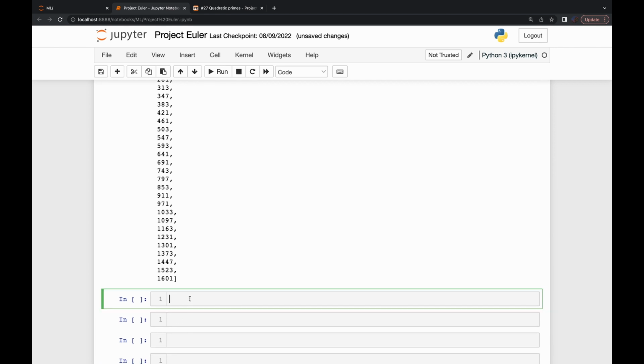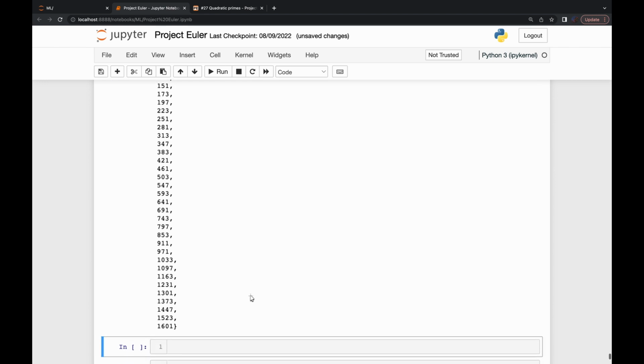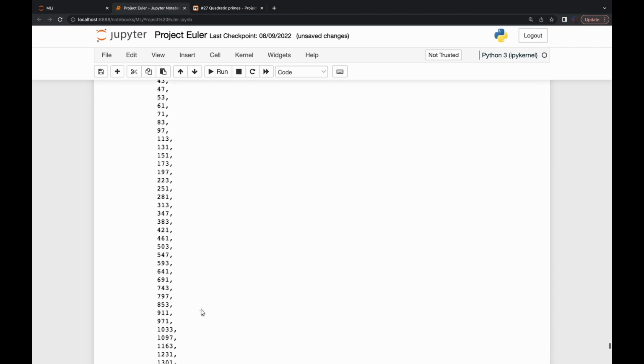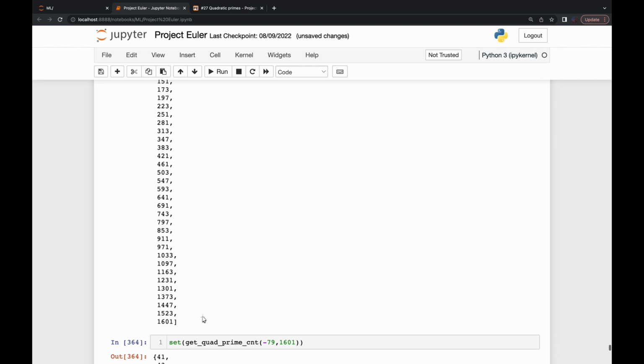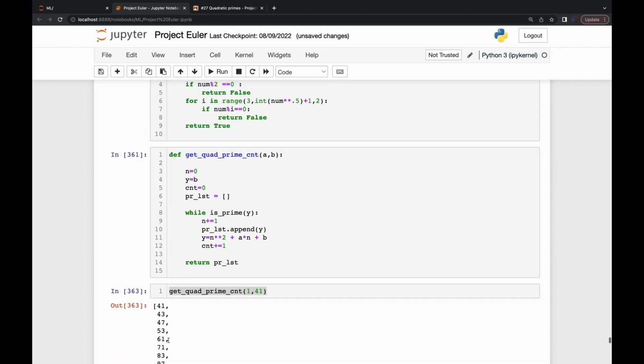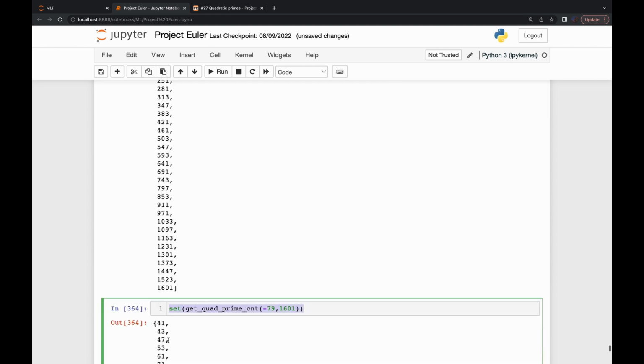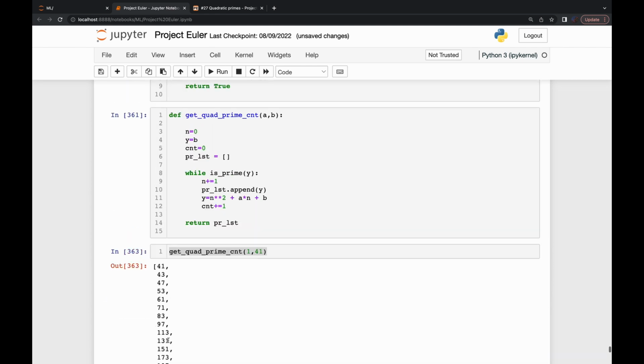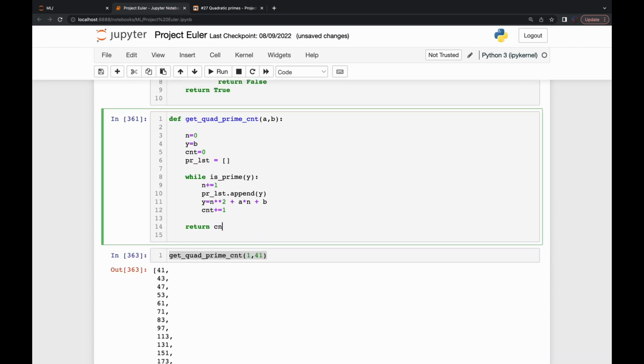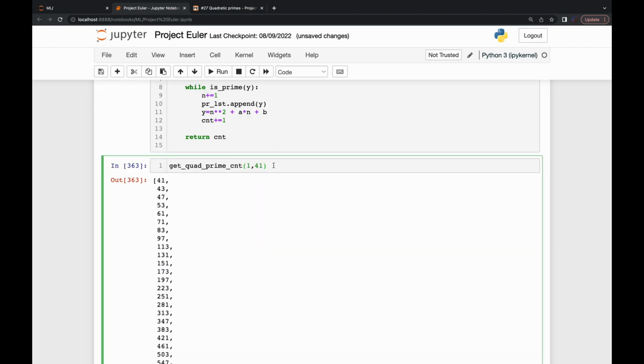For the other case, if I just create a set, these numbers are repeating actually, minus 79 and 1601. You see here again we are getting exactly the same numbers. But in the first case we got only 40 primes, and in the second case we got 80 primes. These A and B are chosen in such a way that these primes are repeating, duplicating. Anyway, the question is asking for this count only. I'll just change our function back.